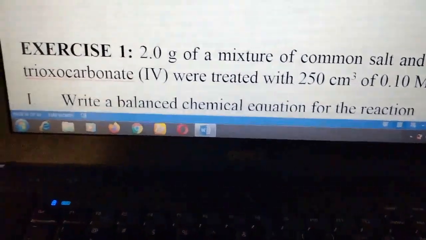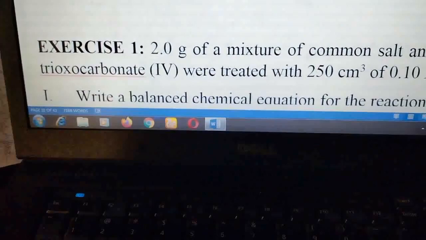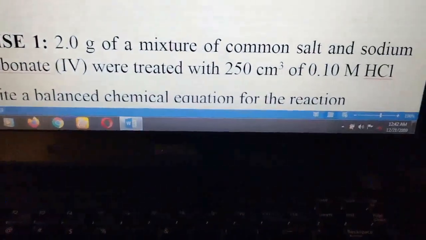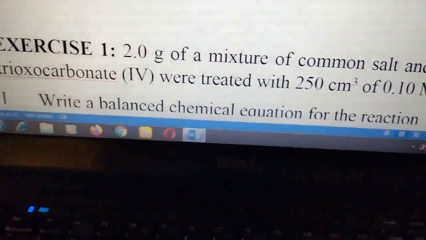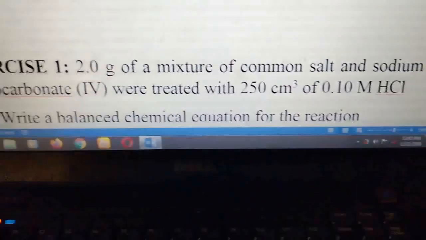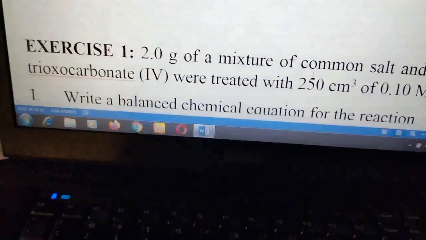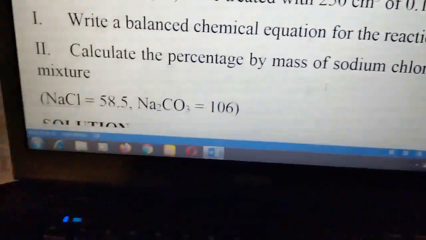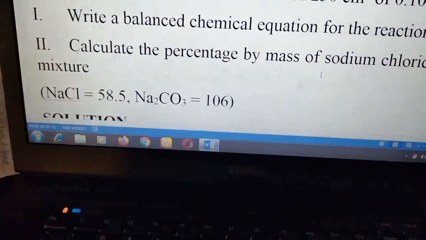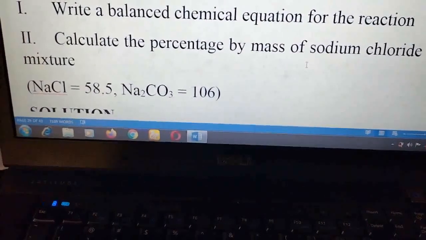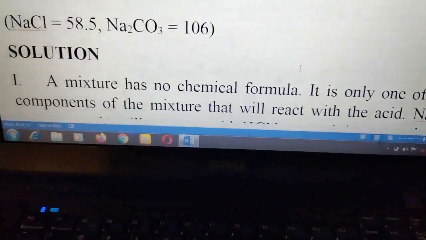Exercise 1 says 2.0 gram of a mixture of common salt and sodium carbonate is treated with 250 cm cube of 0.1 molar HCl. So you have a mixture of common salt and sodium carbonate reacting with HCl. Write a balanced equation for the reaction. Calculate the percentage by mass of sodium chloride in the mixture. The molar mass of sodium chloride is given as 58.5 gram per mole, and the molar mass of sodium carbonate is 106 gram per mole.